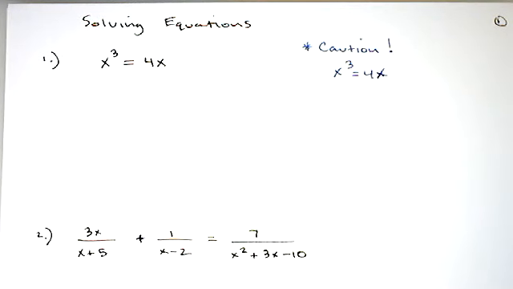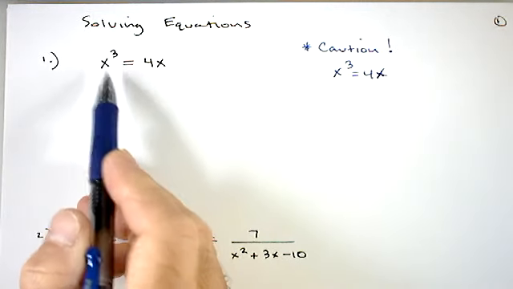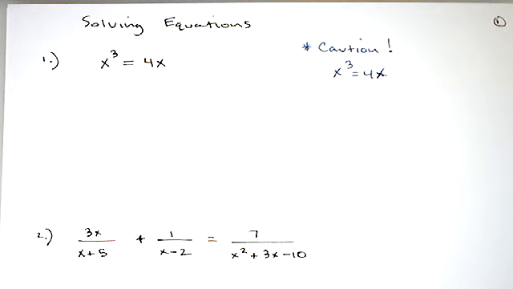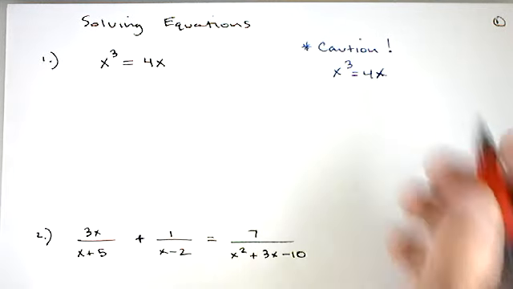All right, so we're going to talk about solving equations, and in particular, some types of equations that I notice a lot of people have trouble with or get the wrong answer. So the first one doesn't look very difficult. It's just x cubed equals 4x. And the issue here is a lot of people make a critical mistake.